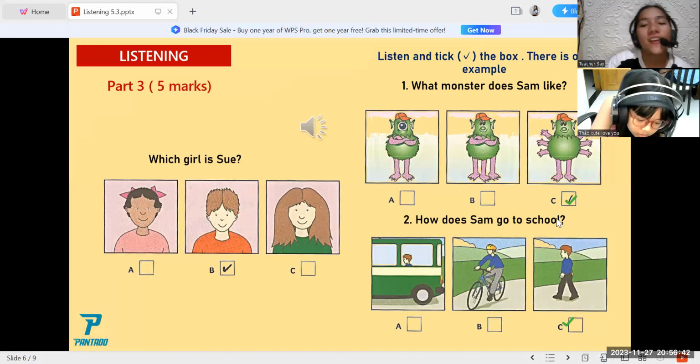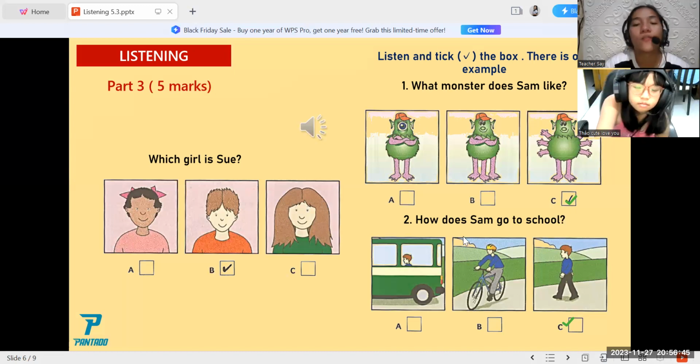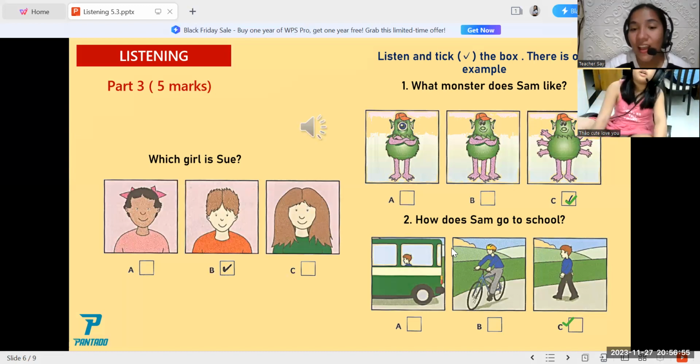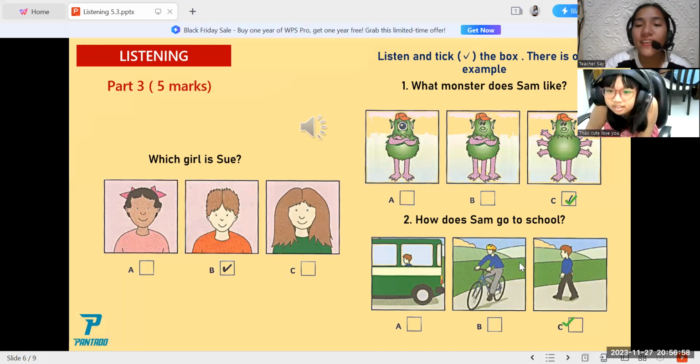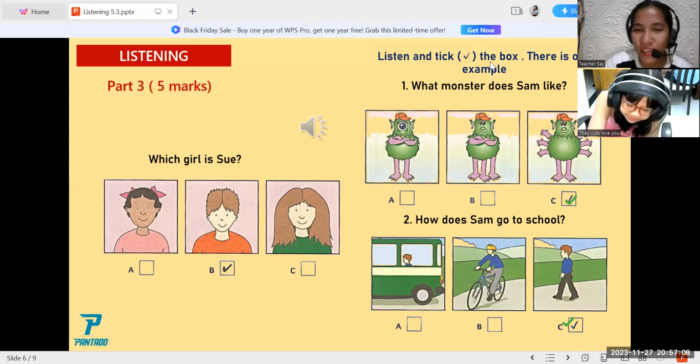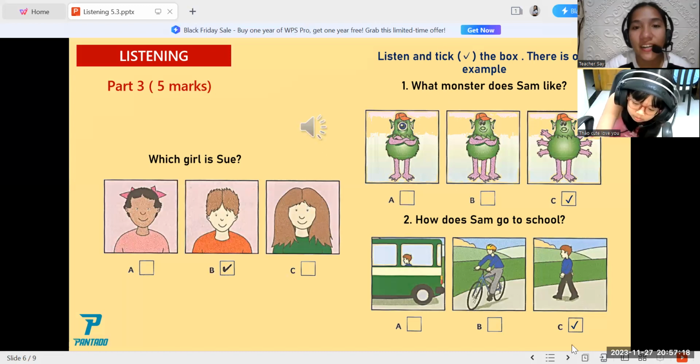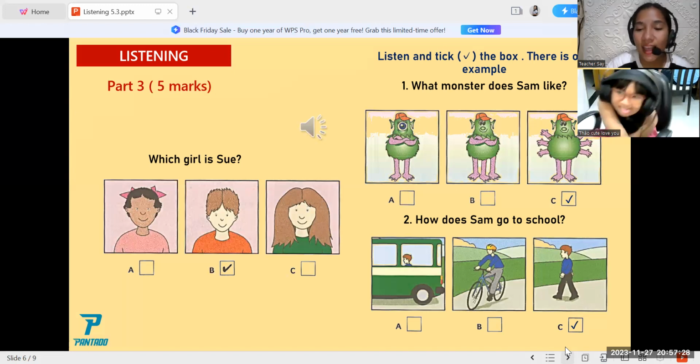Yes, very good. So now how about number two? Please read. How does Sam go to school? Your answer here is walking. Sam is walking to school. Yes, very good. Good job. You have 2 points now. So let's proceed to the next slide. And by the way, do you have any question regarding this part? Okay, since you don't have any question, let's proceed to the next slide.